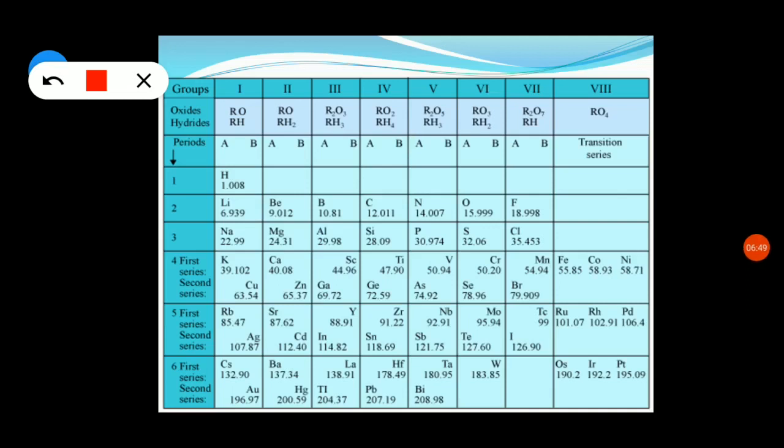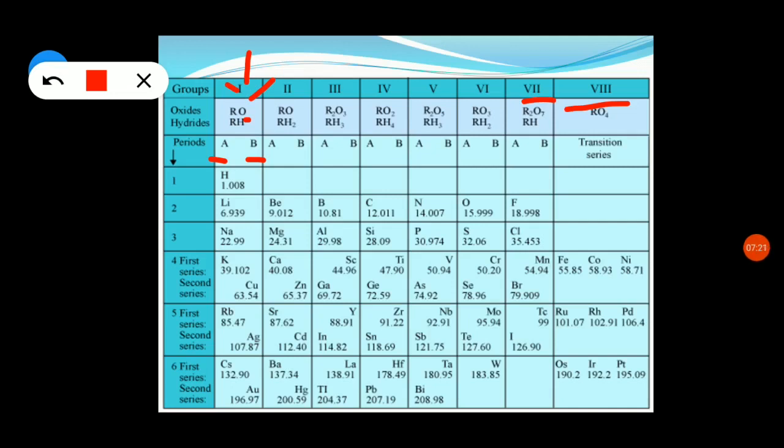In the group, you have subgroups. In each group, you have subgroups. That is, A and B are the subgroups. From group 1 to 7, there are subgroups. In the 8th group, there are no subgroups. And the elements in the same subgroup have properties similar to the group.